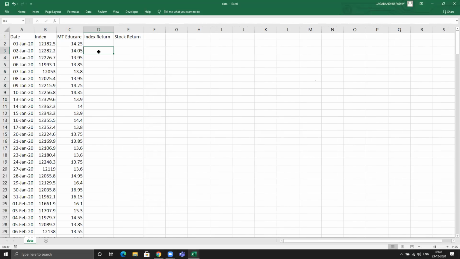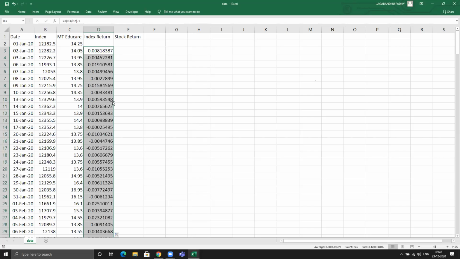एक इंडेक्स ने एक पर्टिकुलर डे पे कितना रिटर्न दिया, how will I compute? Close price of today upon close price of yesterday minus 1. So close price of today upon close price of yesterday, reduce it by 1, so that gives me index ka return. So that's going to be there for all of them. Same thing is going to be even for the stock return.